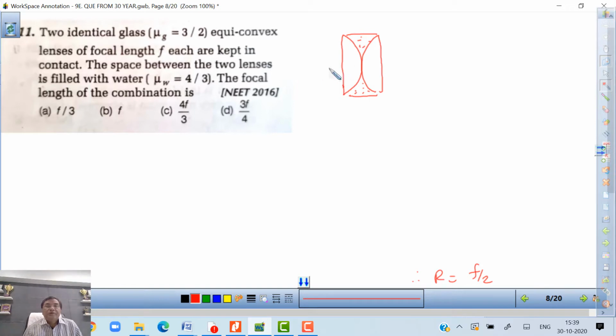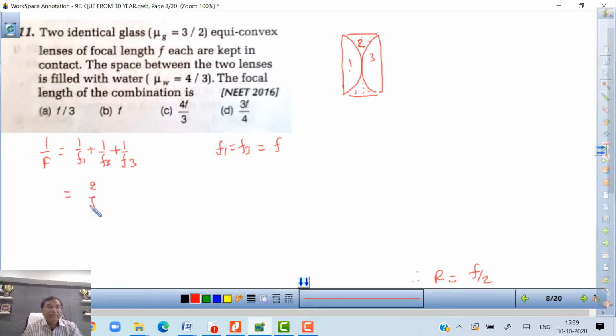Then what is the resultant? We have the formula 1 upon f is equal to 1 upon f1 plus 1 upon f2 plus 1 upon f3, because we have three lenses here. This is 1, this is 2, and this is 3. The liquid itself acts as one separate lens. You can see 1 and 3 are both identical, so f1 is equal to f3 is equal to f. It is already given.